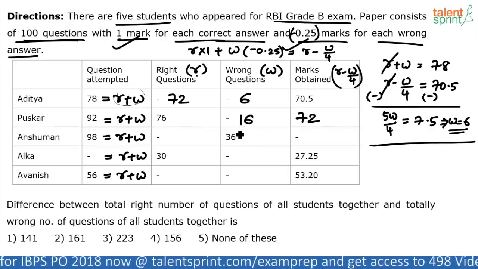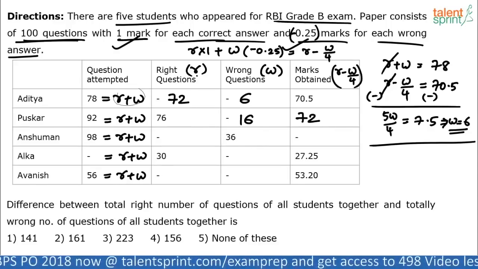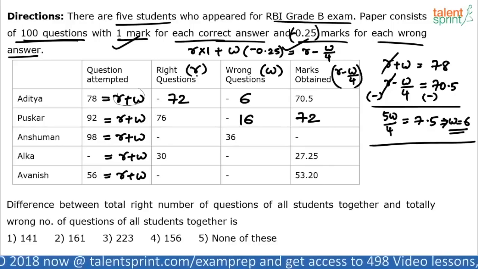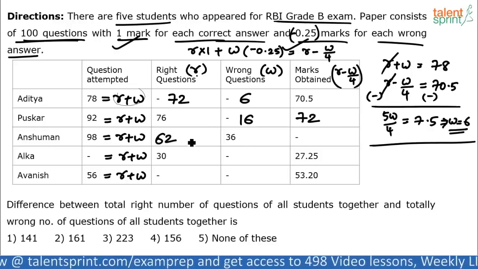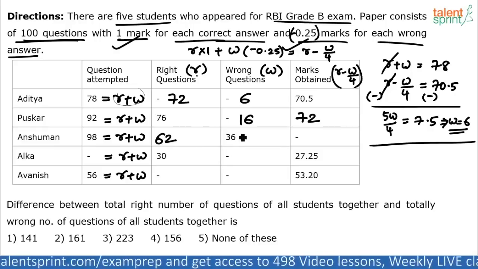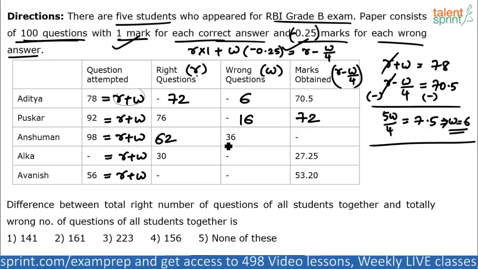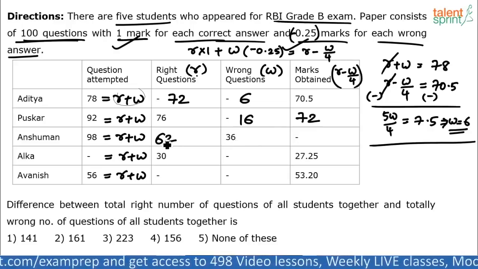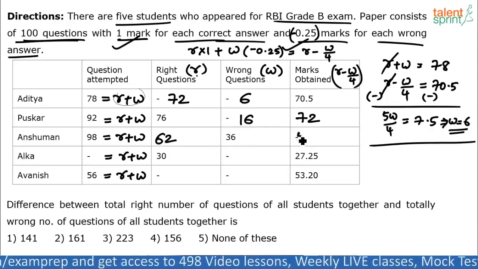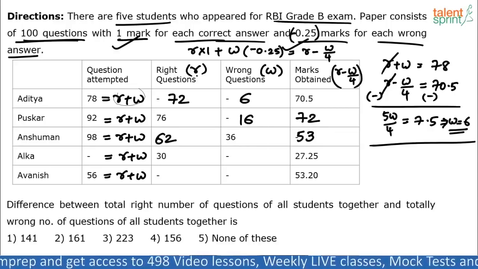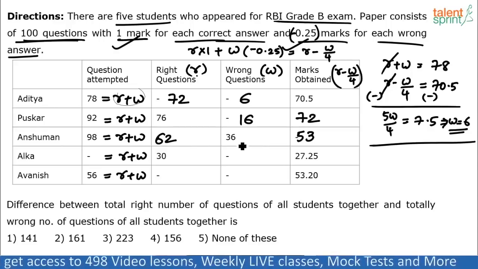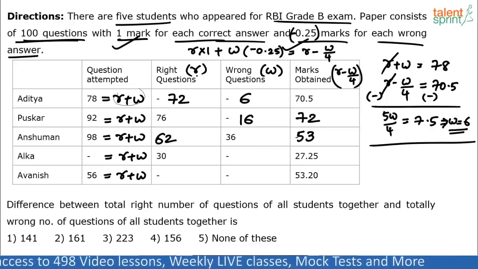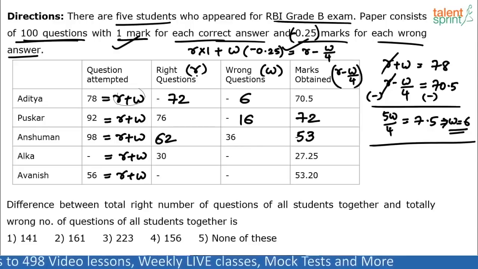Anshuman, total number of questions attempted 98, of which 36 are wrong. So how many should be correct? 98 minus 36, which is 62. Right? 62 are correct for Anshuman. Yes or no? 62 are correct, 36 are wrong. 62 plus 36 is 98. Now how will you get the score? 36 into 0.25 or 36 by 4 basically. 36 by 4 is 9. 62 minus 9 is 53. So total marks obtained by Anshuman is 53. You're able to follow. 62 into 1, 36 into minus 1 by 4. So 62 minus 9.